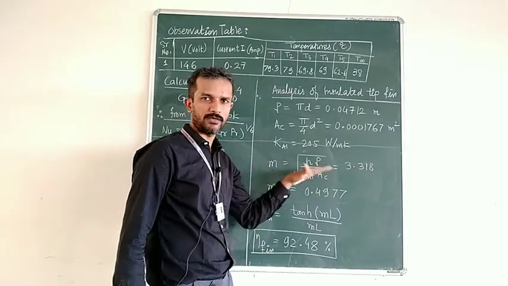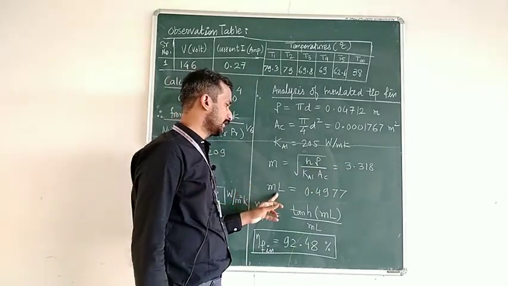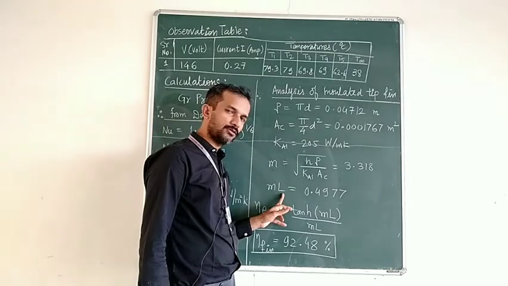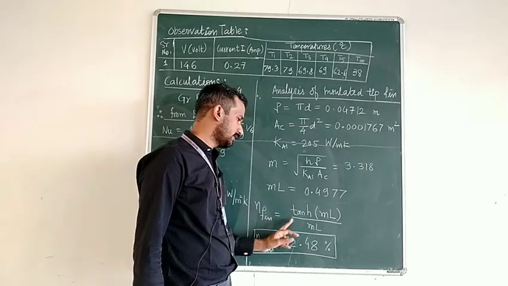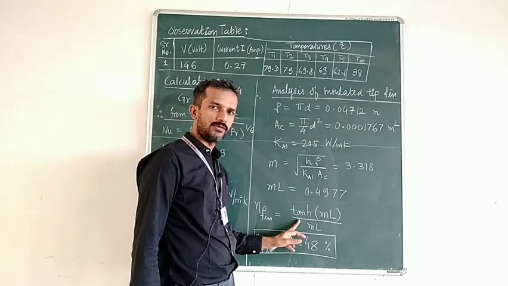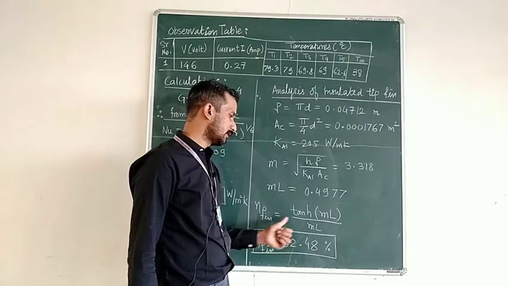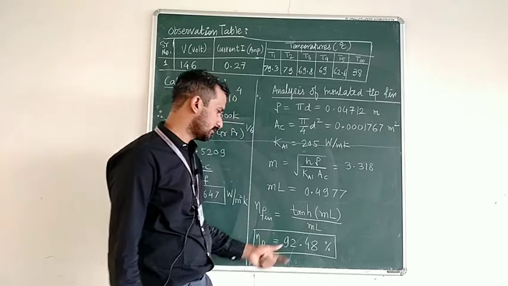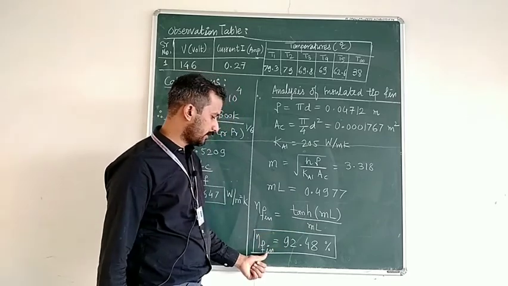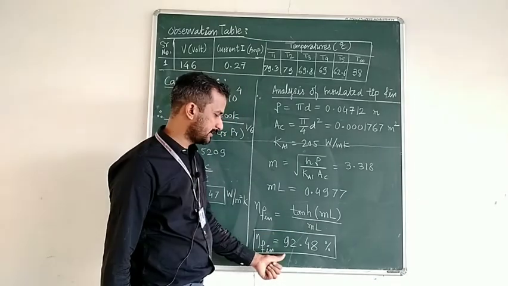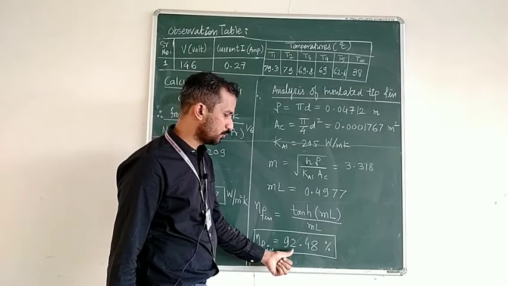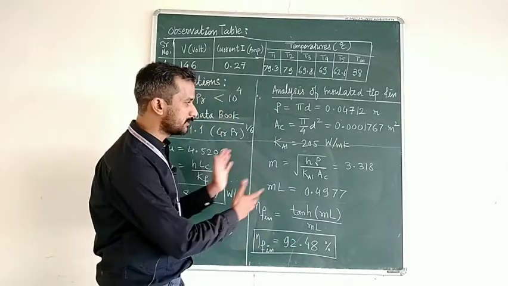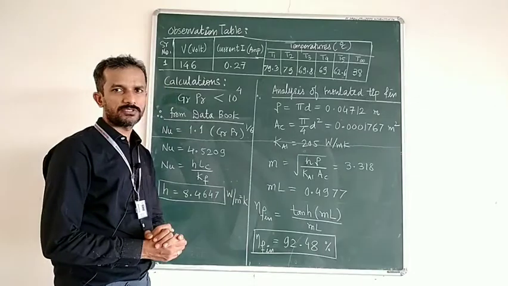We have seen this in the theory part. So we will get the value of mL, where L is the length of the fin, and we can put that here for an insulated tip fin. The formula for the fin efficiency is hyperbolic tan of mL upon mL. If you put these values in the calculator, you can find the efficiency of the fin, which in this case has come as 92.48%. That is how we have computed the efficiency of the fin.